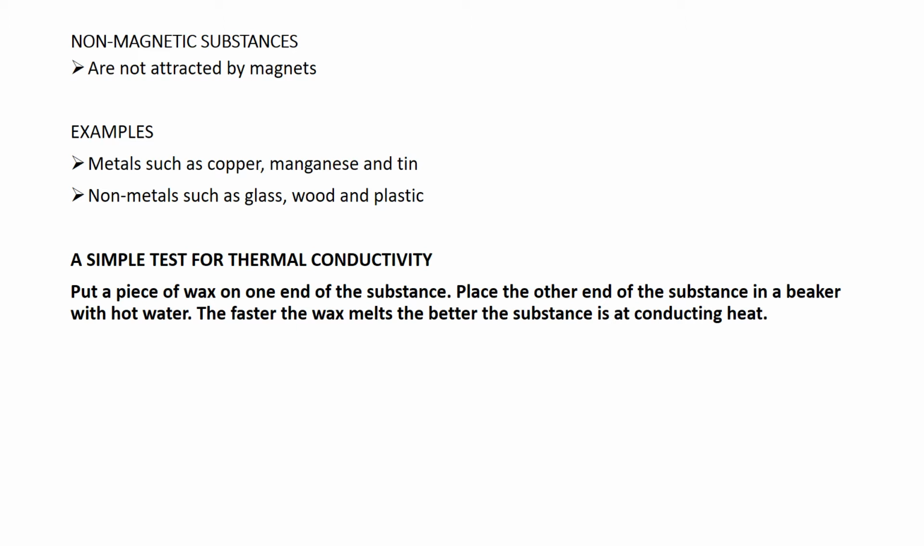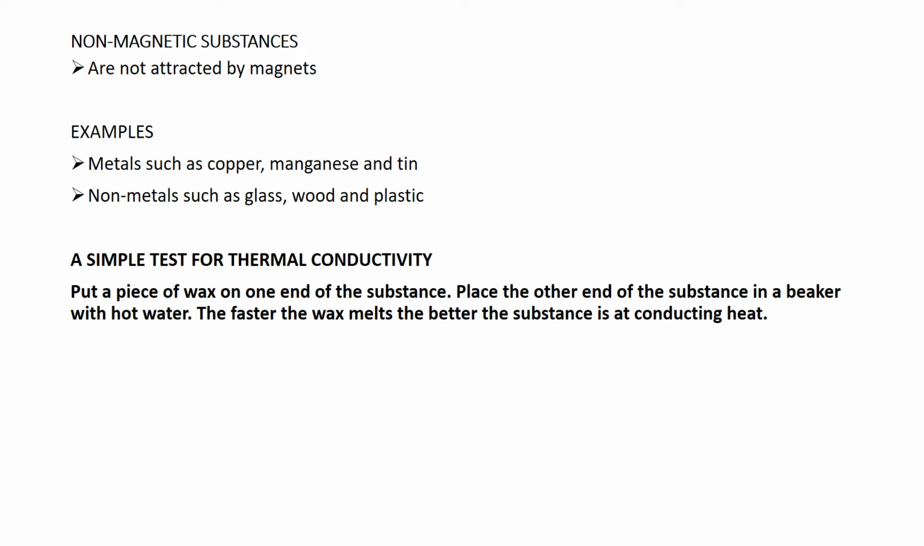Okay, so you need to know all these things from what I taught you in metals, metalloids, and non-metals. You should know the properties, the uses, and where we find these in the periodic table. And also you need to know the electrical conductors, the semiconductors, and the insulators. Also you need to know the magnetic substances and non-magnetic substances.